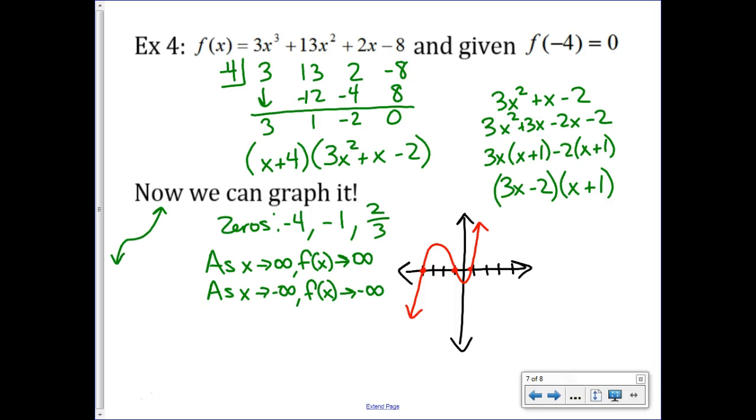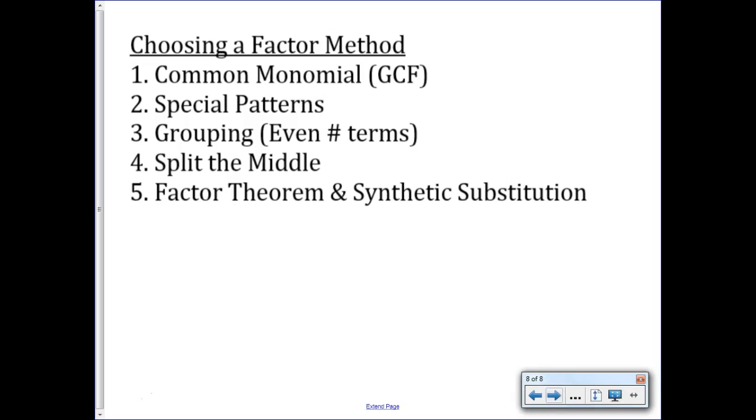Okay, so to recap, choosing a factor method: common monomials, looking for the greatest common factor, special patterns, grouping when you have an even number of terms, splitting the middle, and now we have added using the factor theorem and synthetic substitution to find some of those factors.